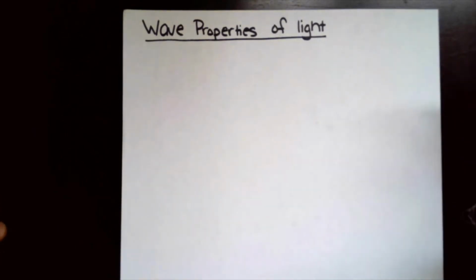This is our first video for Chapter 6. In it, I'll be discussing wave properties of light. So you may or may not have heard of something known as the wave-particle duality of matter. All matter has both wave properties and some particle properties.